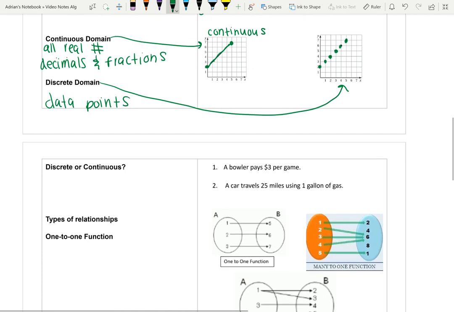And then we kind of bring in word problems with this. Not really word problems, but just like an explanation. So if we have a bowler that's paying $3 per game, would that be discrete or continuous? Well, if they're only paying $3 for each game, it's never going to be like $3.50 for a game. It's only going to go 3 and then 6 and then 9. It's only going up by $3 every time. And so we're only going to have those specific amounts. We'll never get like a cost of like $12.50 or something. So this is going to be our discrete one.